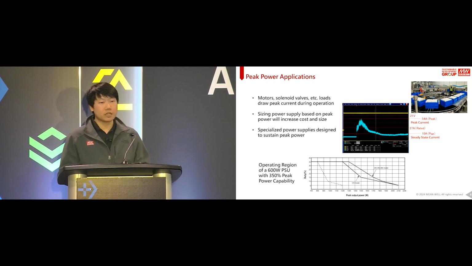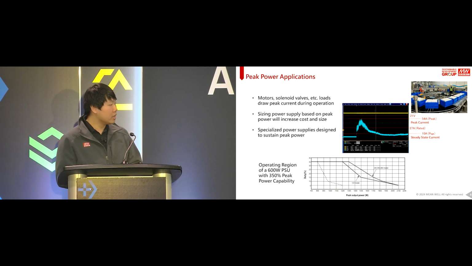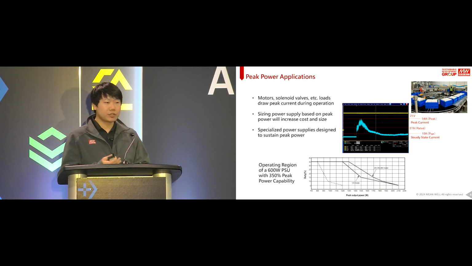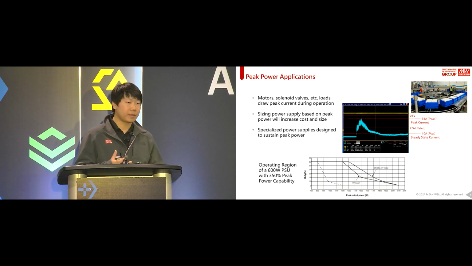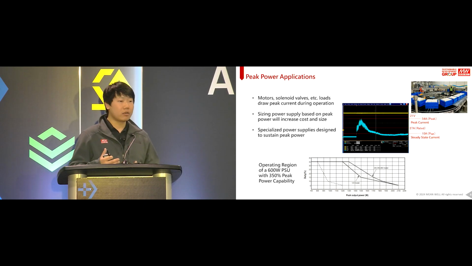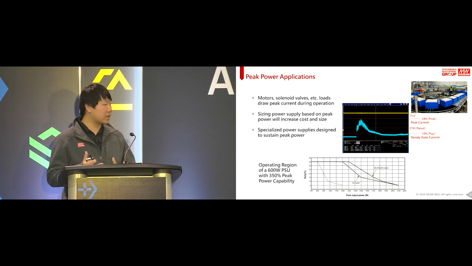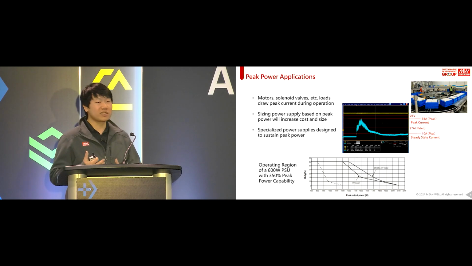And at the bottom is a graph demonstrating the operating region of a 600 watt power supply with a 350% peak power capability. So you can see that it's able to get up towards 1,800 watts or even more peak power. And of course, the duration and the power that you can get out of it depends on the duty cycle of the peak power duration. So if your peak power is only 700 watts, the power supply will be able to sustain that for a much longer time than if your peak power is at 1,800 watts. If it's at 1,800 watts, the duty cycle for that peak power may only sustain up to 5%.